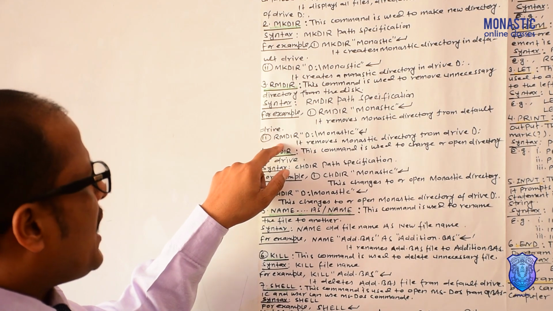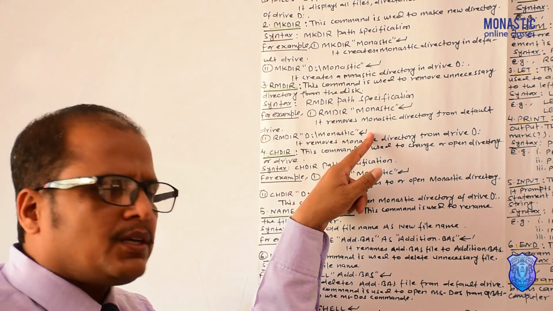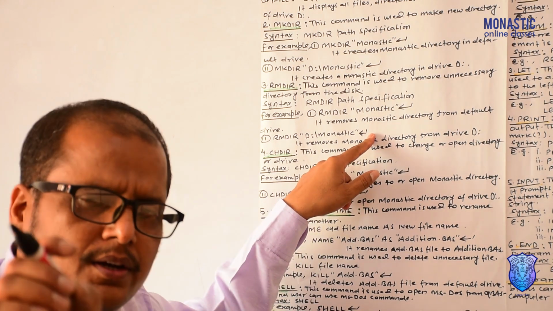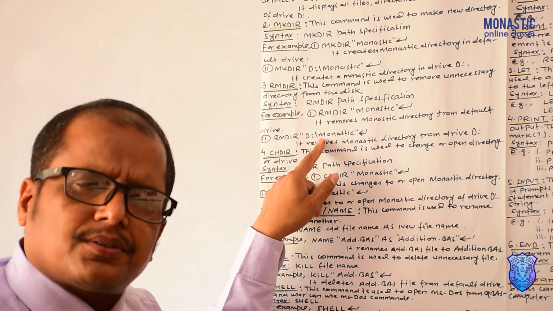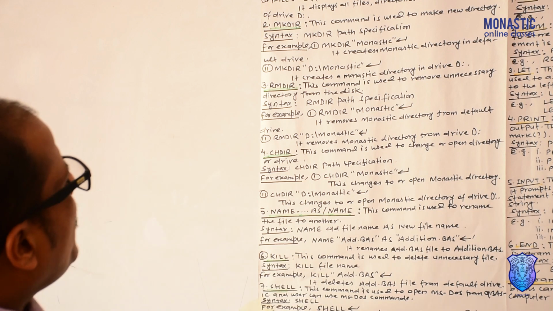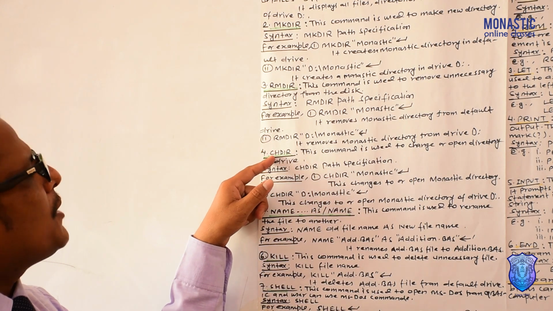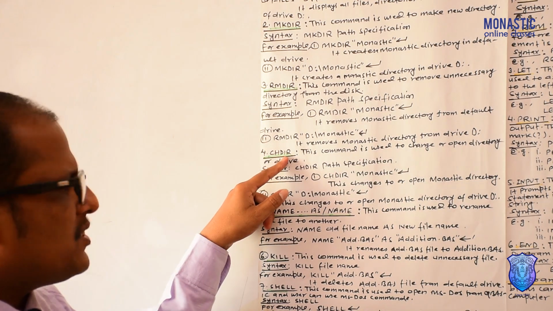Second example is rmdir D:\monastic. When you press enter key, what do you get? A directory named monastic is deleted from drive D. Now move to another command. Next one is chdir, that is, change directory.